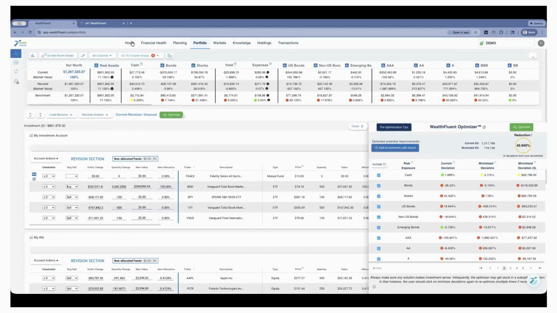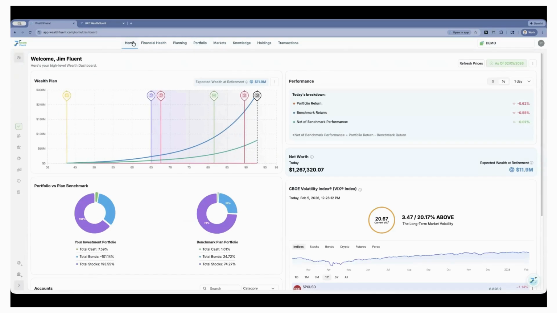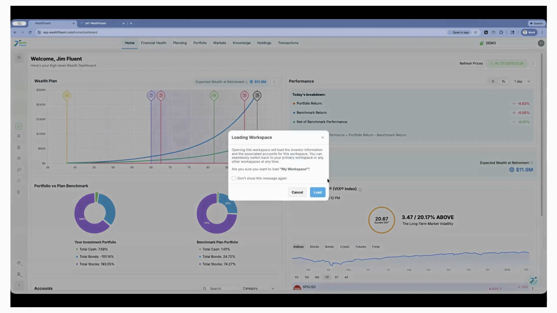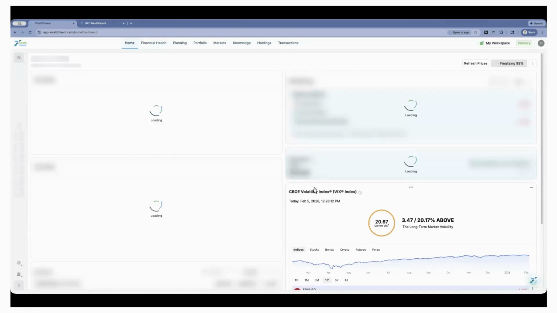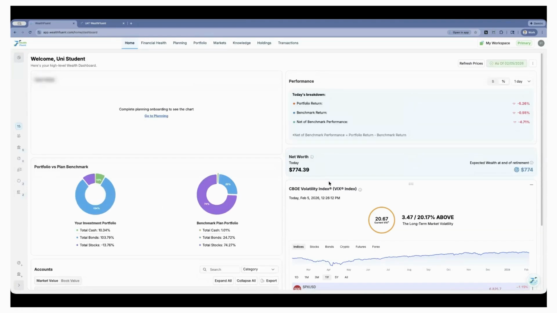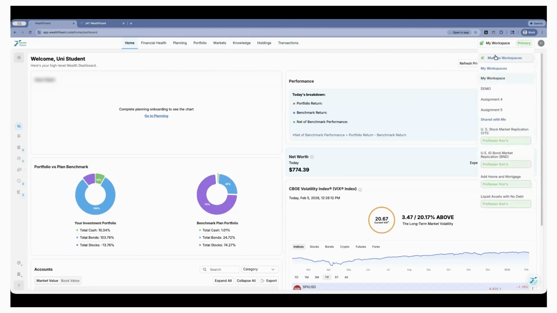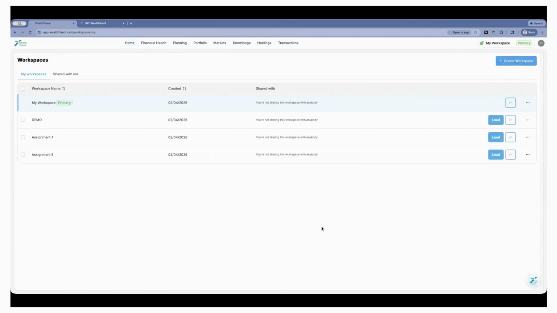Okay. Now I want to talk a little bit about a couple items related to the course. We talked about the concept of workspaces. Like I said, a workspace is like a second instance of WealthFluent. If you go up to workspaces and go to manage workspaces, you have the ability to switch workspaces. Again, everyone comes with a demo, but you also have the ability to duplicate a workspace.